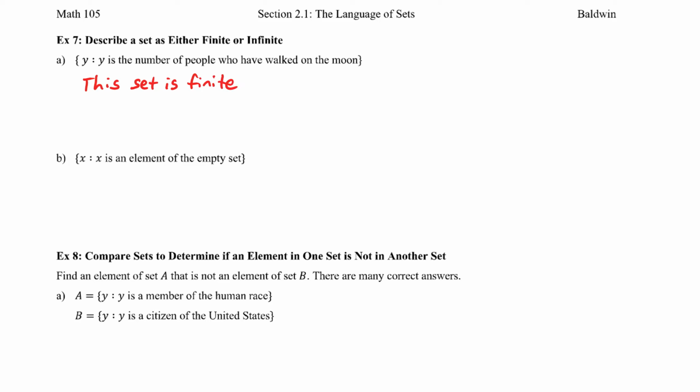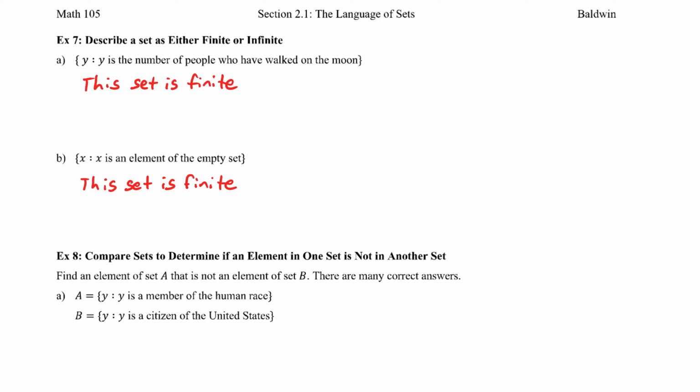Part B is the set of X, such that X is an element of the empty set. Well, as we were just discussing, the empty set has no elements in it. So because it doesn't have anything in it, it contains 0 things. So that is something that is finite, because it has 0 elements in that set.